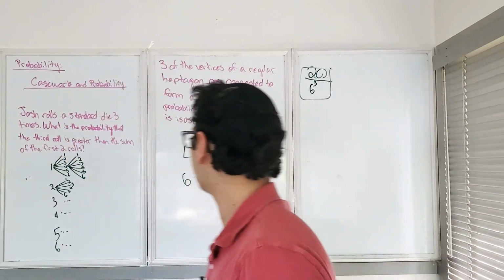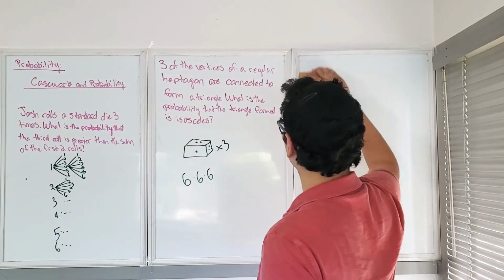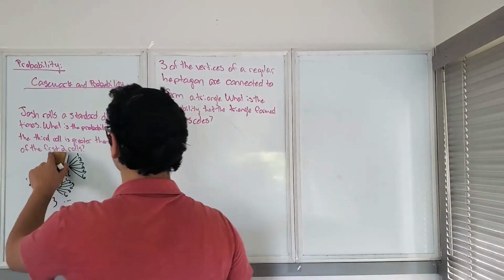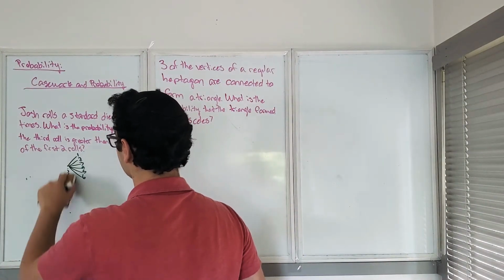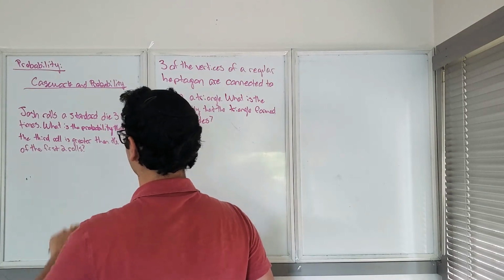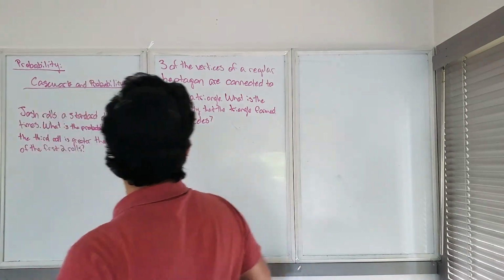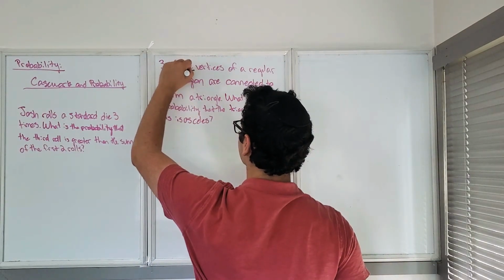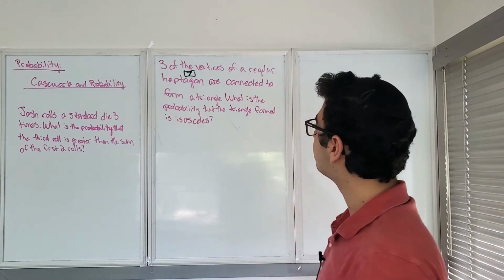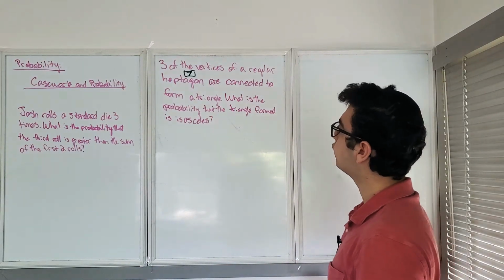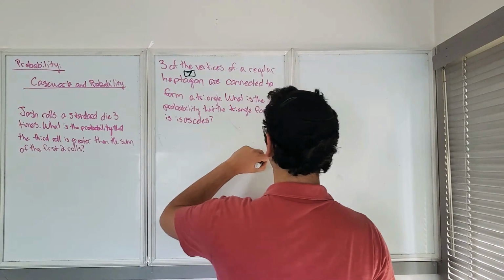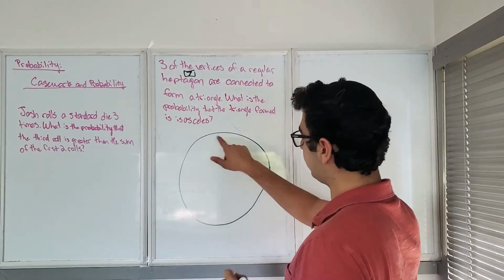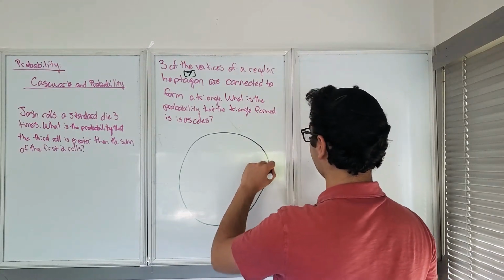Now moving on to the second problem. Three of the vertices of a regular heptagon, which has 7 sides, I believe, are connected to form a triangle. What is the probability that the triangle formed is isosceles? Okay, so to draw a shape like that, I'm just going to draw a circle, and then I need to put 7 equally spaced dots on here.